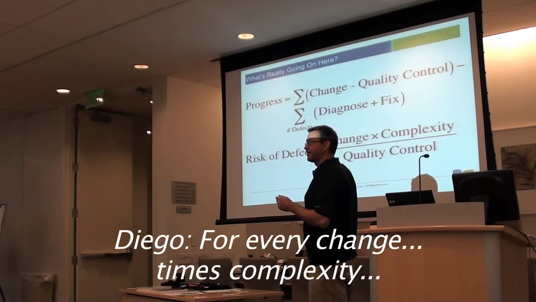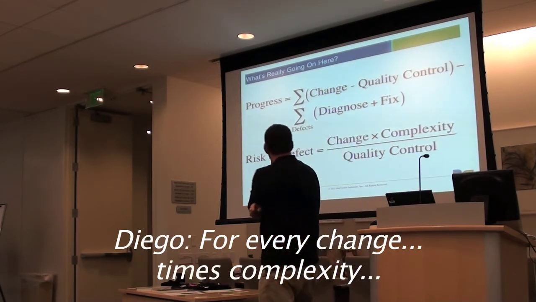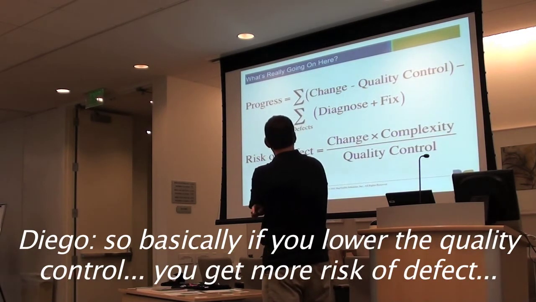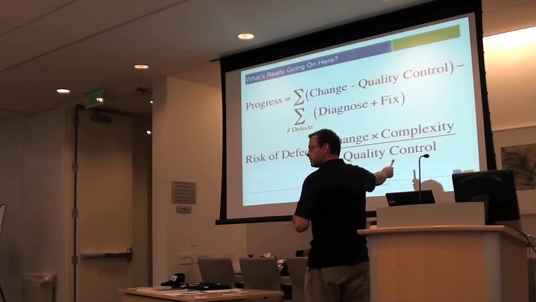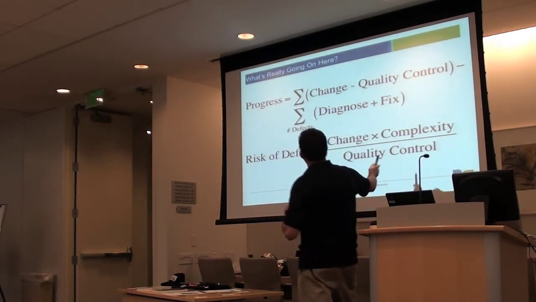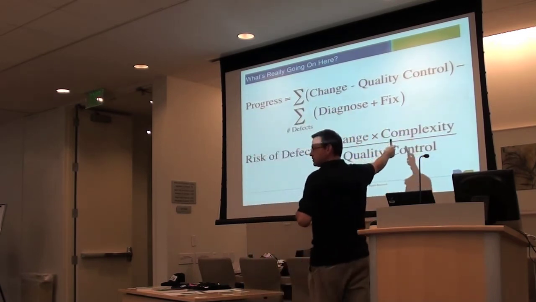Diego? Well, every change adds complexity. So basically, if you lower the quality control, you get more risk of defect. If you increase the quality control, then the risk of defect tends to be zero. Yeah, this is as this gets bigger.